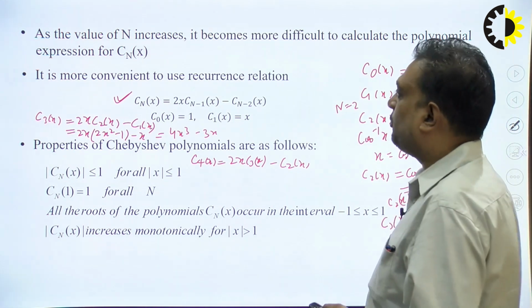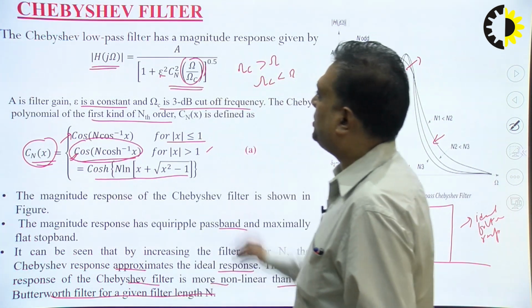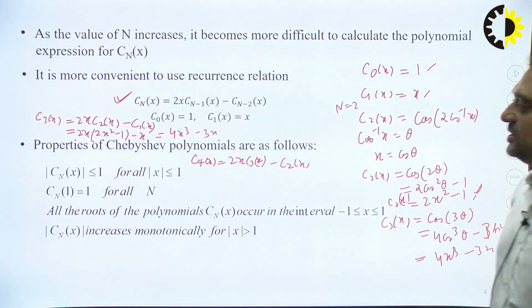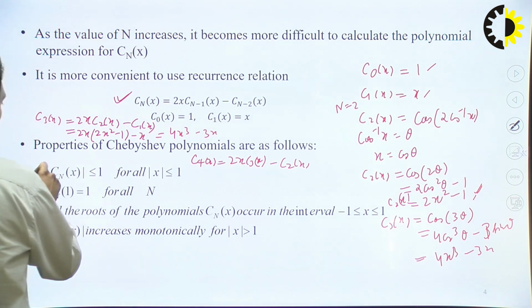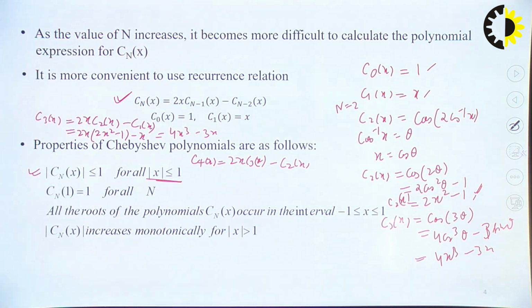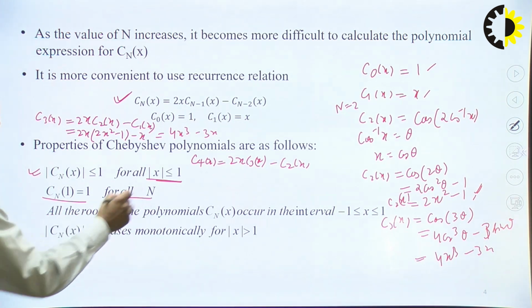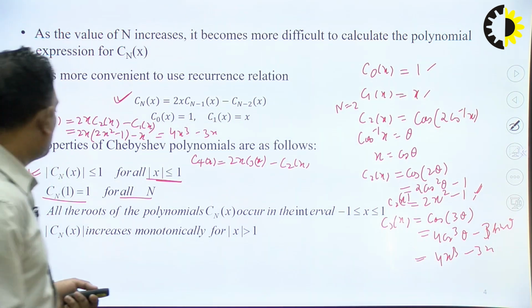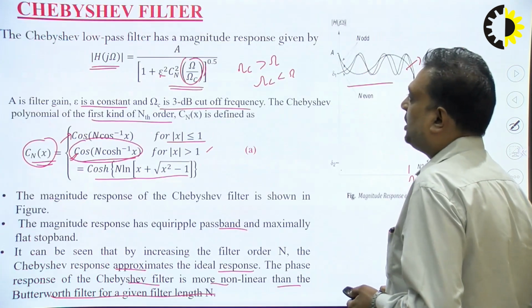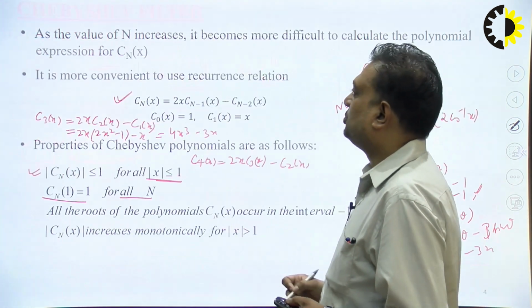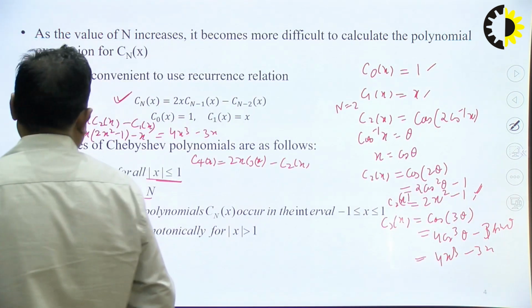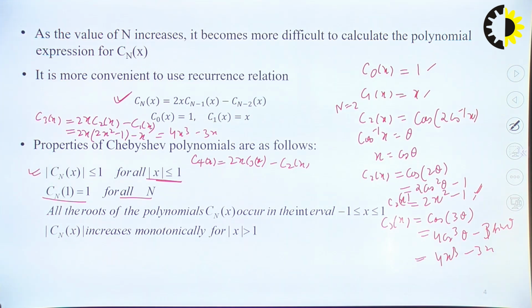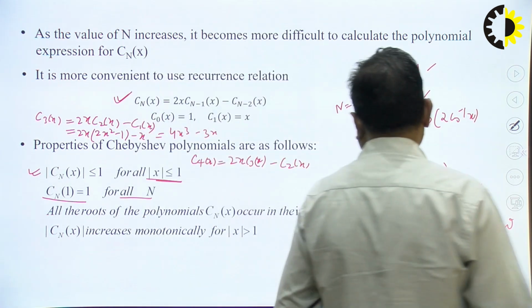These are the properties of only Cnx, the Chebyshev polynomial, not the complete Chebyshev low pass filter. These properties say that mod of Cnx is less than or equal to 1 for all mod x less than or equal to 1, and Cn(1) equals 1 for all n. Whatever the value of n, it will be 1 if the x value is 1, meaning omega equals omega c. We are talking about the condition where omega equals omega c. In that case Cn(1) will be 1 for all n, meaning you take any value of n, the value will become 1. And all the roots of the polynomial Cnx occur in the interval minus 1 to 1.